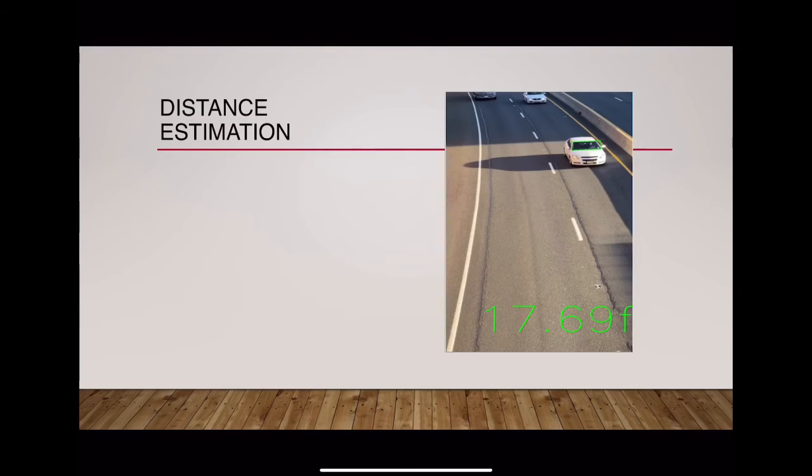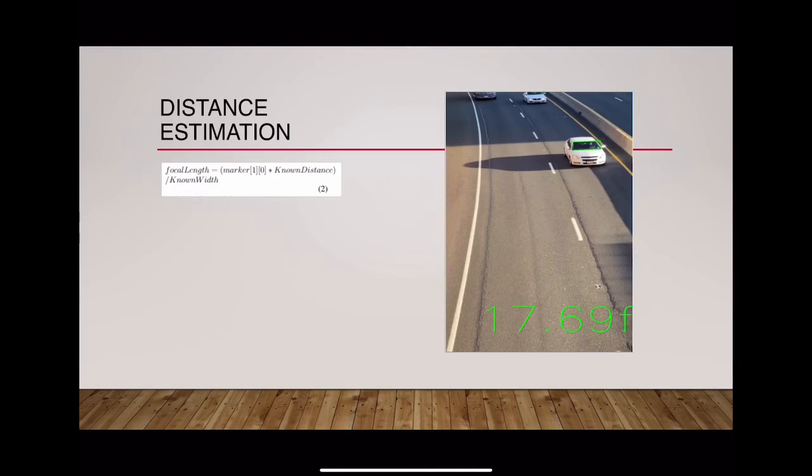After we have done the speed estimation algorithm, we have come into the distance estimation algorithm. Just like the speed detection algorithm, we are still using the traditional computer vision way to implement our algorithm. As you can see in the picture, the white vehicle had a distance of 17.69 feet towards us. How did we implement this?